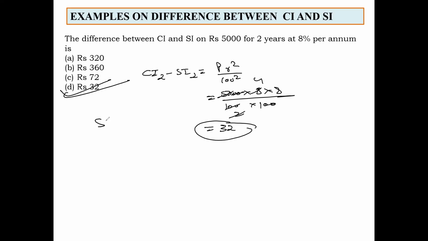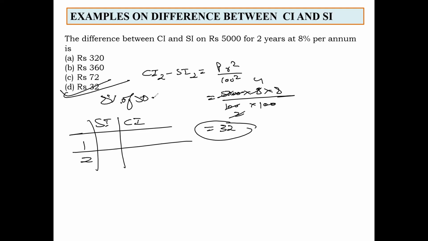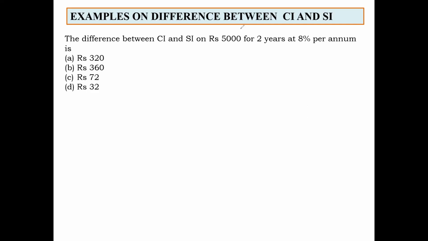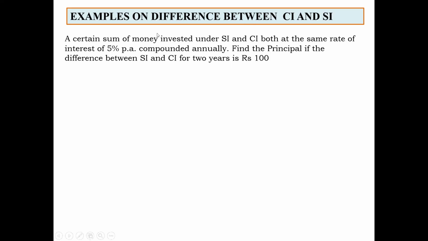If I was making a pairing SI, CI, year 1, year 2, in the first year, interest will be 8% of 5,000. 8% of 5,000 will be 400 rupees. So 400 here, 400 here. Second year, interest will remain the same, simple interest. Compound interest will be 400 on the principal plus 8% on this. 8% of 400 is nothing but 32. And therefore, the difference will come out to 32 rupees. But again, here because P and R were outrightly mentioned, just putting in the formula, I think makes more sense. Answer 32.